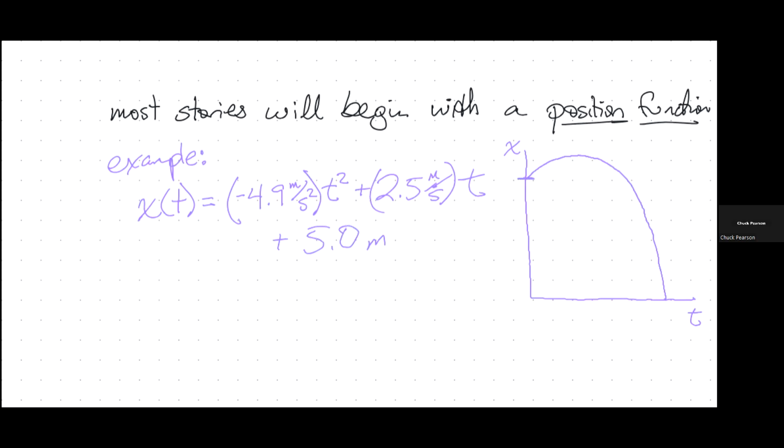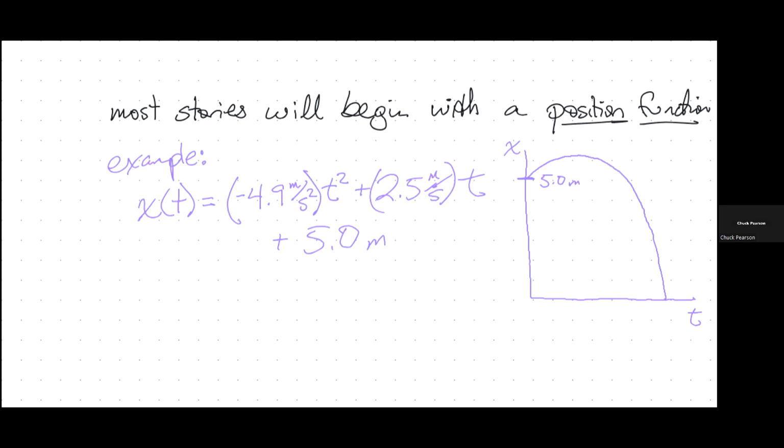Yeah, let's add that in. Call that 5.0 meters right there. Because when t is equal to 0, that's not sitting at the origin. That's saying some height in the air, where the thing could be thrown up a bit.